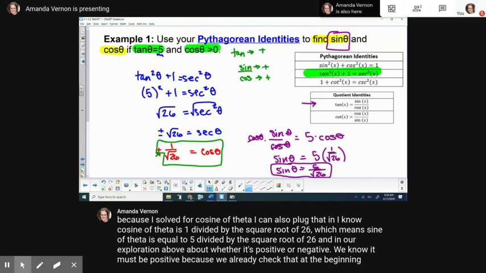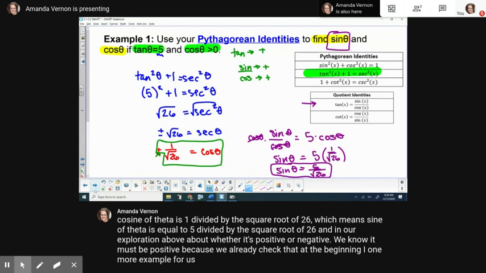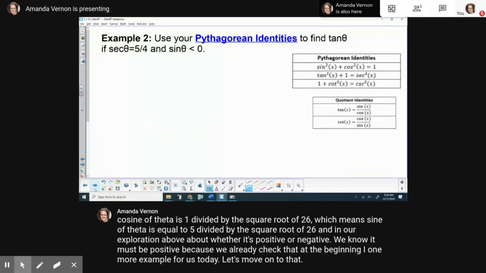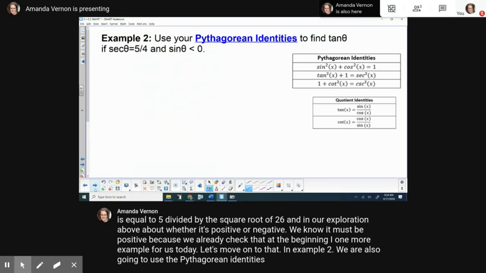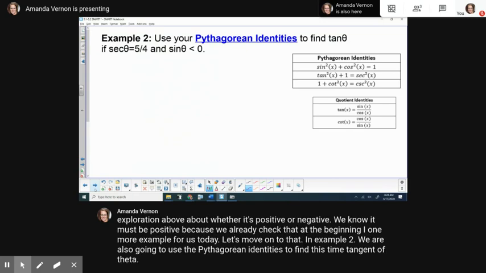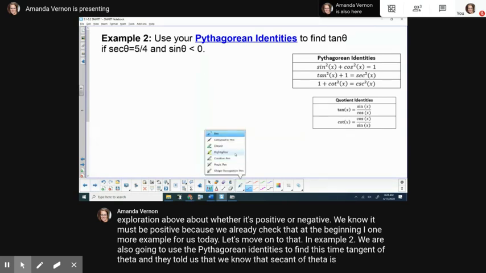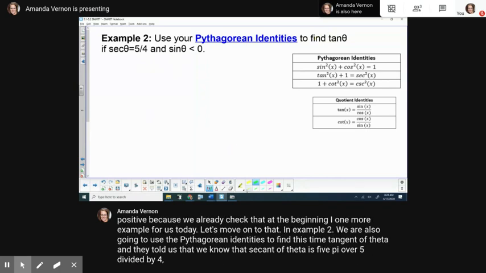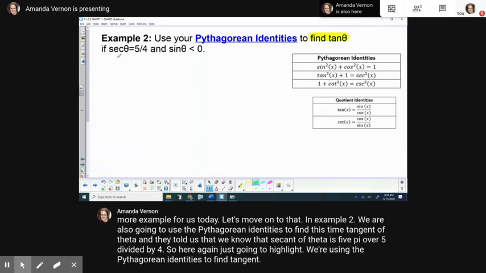I have one more example for us today. Let's move on to that. In example 2, we are also going to use the Pythagorean identities to find, this time, tangent of theta. And they told us that we know that secant of theta is 5 divided by 4. So here, again, I'm just going to highlight, we're using the Pythagorean identities to find tangent. This is what we know.